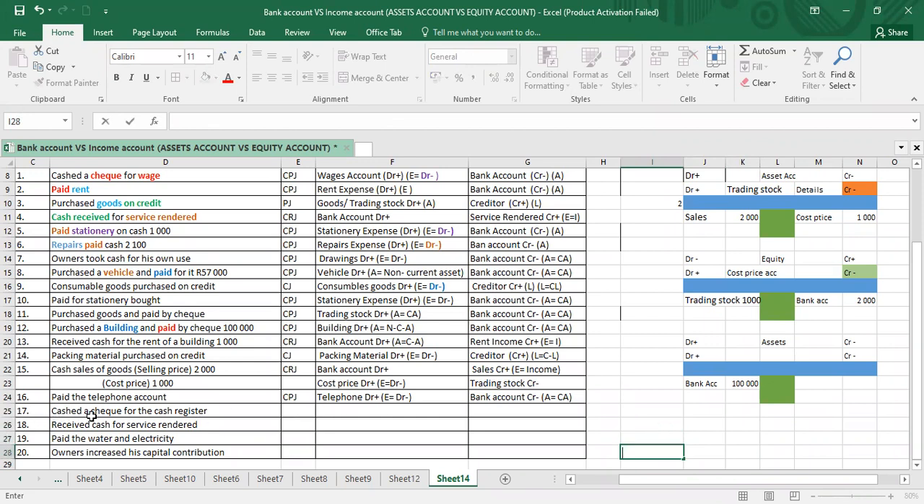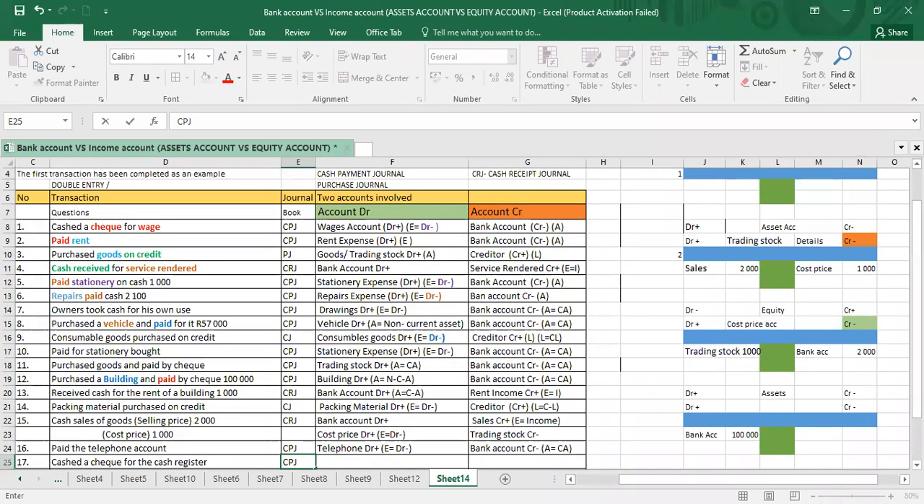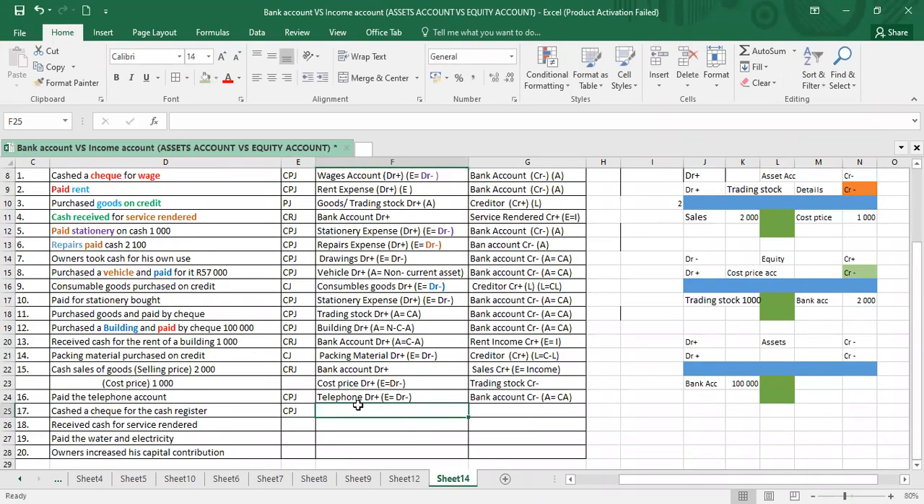The next one is a cheque for the cash register. Highlight that, right? A cash register is a machine. So you are buying a cash register. When you receive the machine in your business, you're going to debit the asset, which is the cash register, the asset that you are buying. A cash register is a till machine. You can just write cash register or just say a machine.